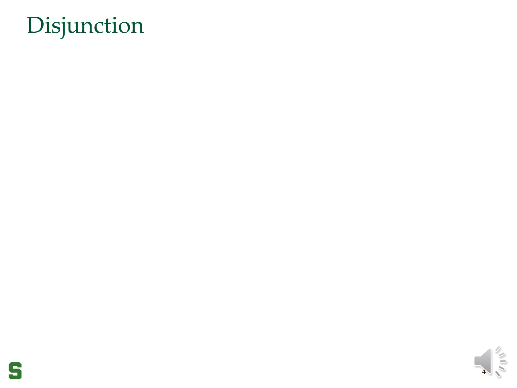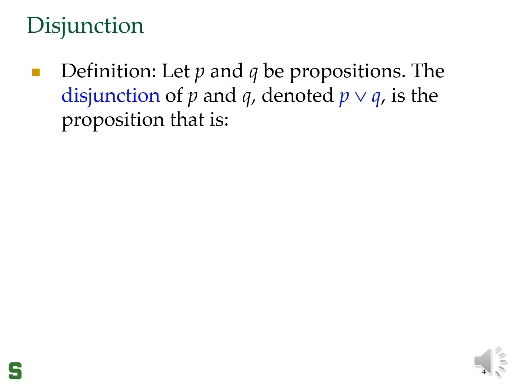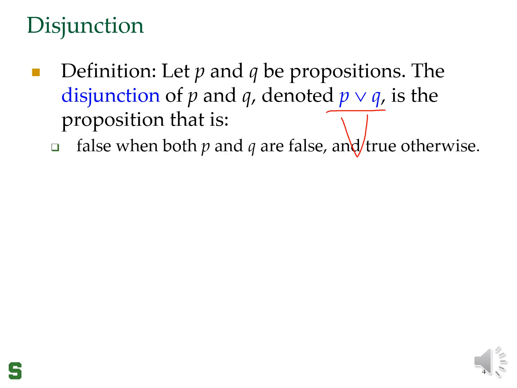The next operator that we are going to discuss is disjunction. In disjunction, again we have two inputs, P and Q. The disjunction of P and Q, we write it as P or Q, so it's basically an inverted AND symbol. This is a proposition that is false if both P and Q are false, and it's true otherwise. So that means that P or Q is going to be true if either P is true or Q is true. If both are false, then P or Q is going to be false.